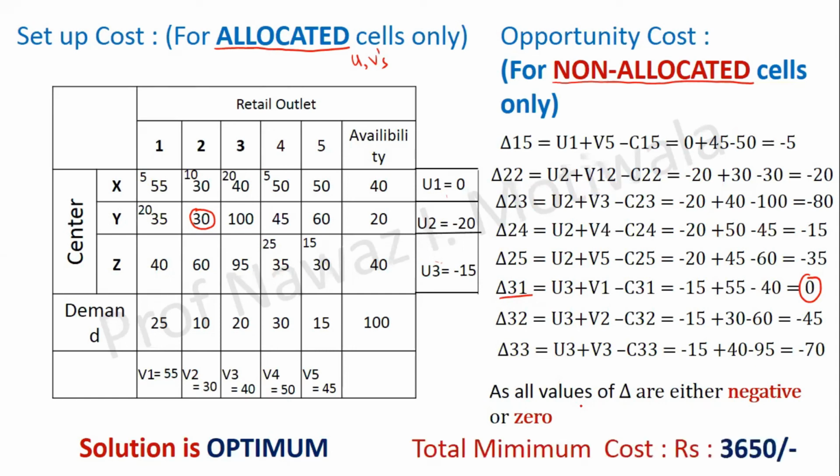Hence, now I will write the total minimum cost. You can also write, as in the question given, total optimal cost or total optimum cost. Anything you can write. Total optimum cost or minimum cost is rupees 3650. That means the answer which we got from the initial basic feasible solution was the optimum answer, and this completes the solution.